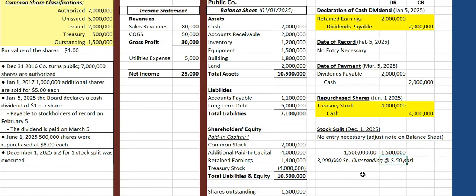So that really doesn't matter at all, the par value of common stock. Okay? So no entry related to stock splits. You simply adjust the parenthetical note as far as the number of outstanding shares, and the par value, you adjust it accordingly. Okay? Thanks.